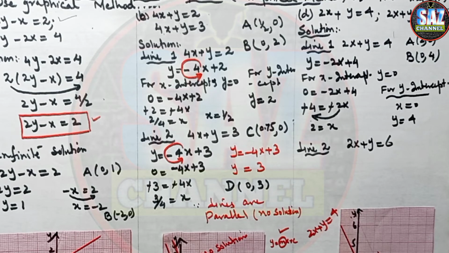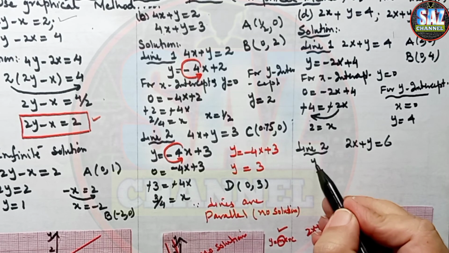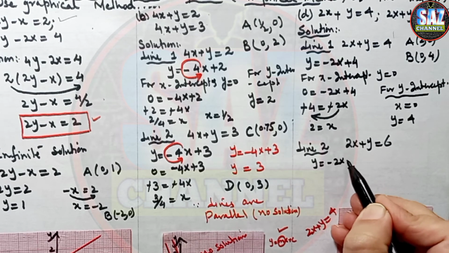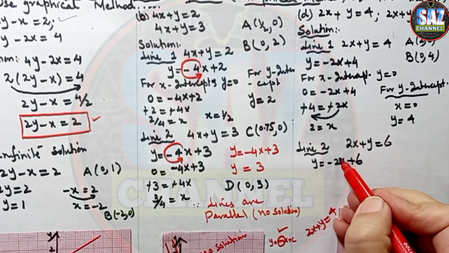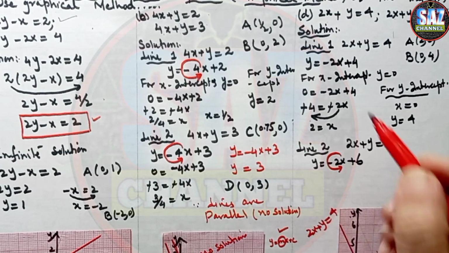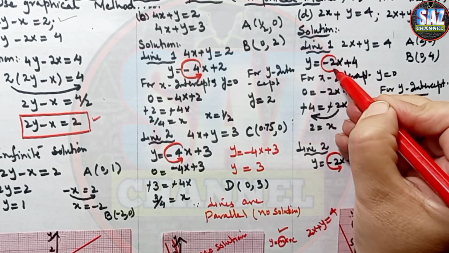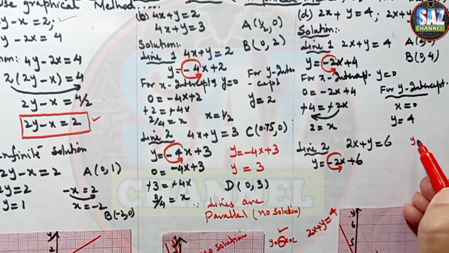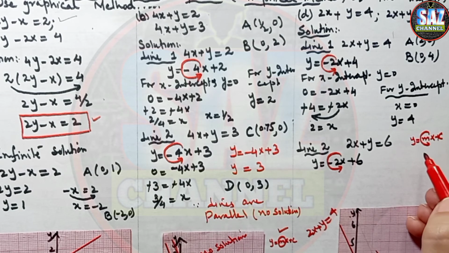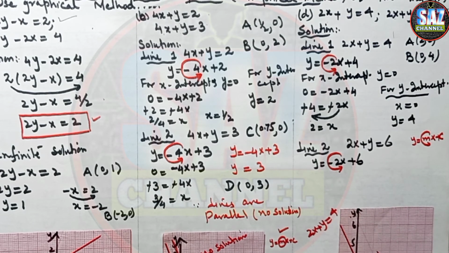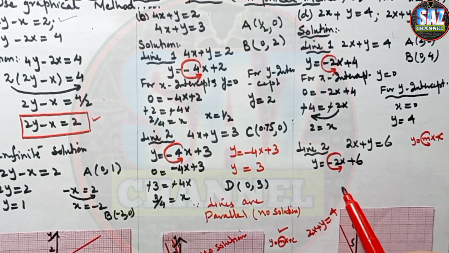Let's move to the second equation, that is 2x plus y equals 6. First, let's rearrange the equation: y equals minus 2x plus 6. First of all, observe the coefficient of x in both the lines, that is minus 2. We know that in a non-vertical line, y equals mx plus c, the coefficient of x is the gradient, and the gradient is the same in both the lines, and when the gradient of two lines is the same, the lines are parallel. So let's go to the plotting of this line.